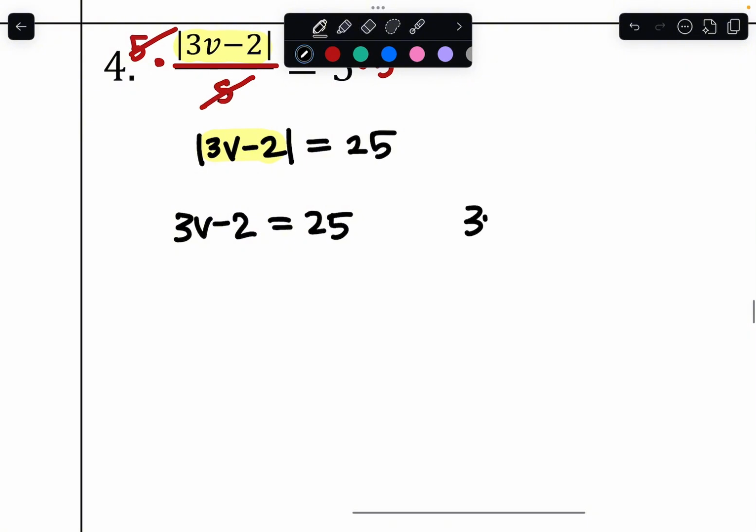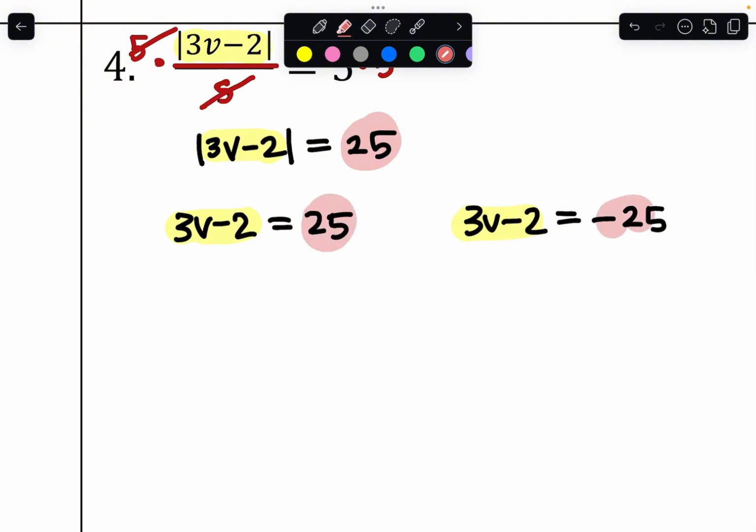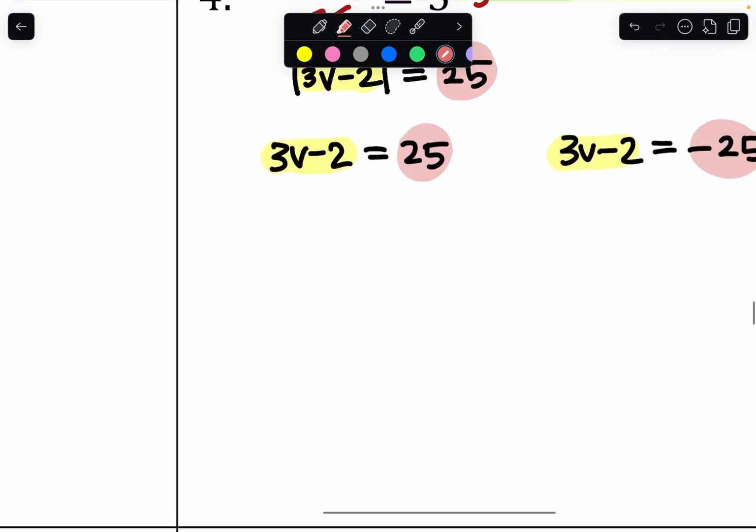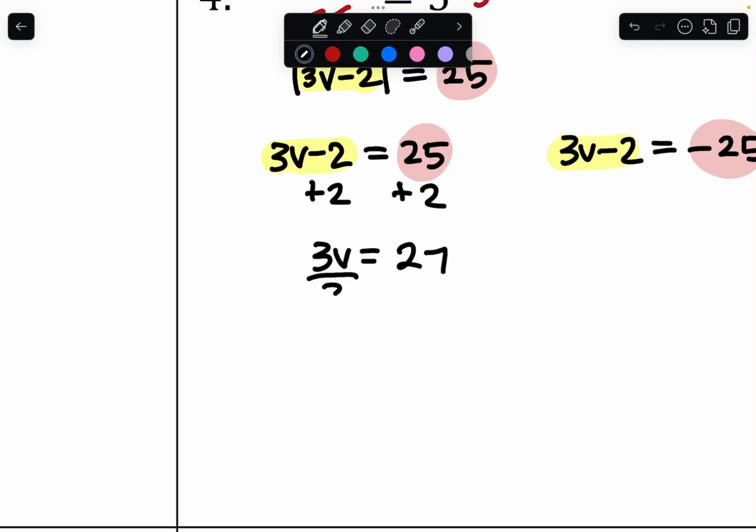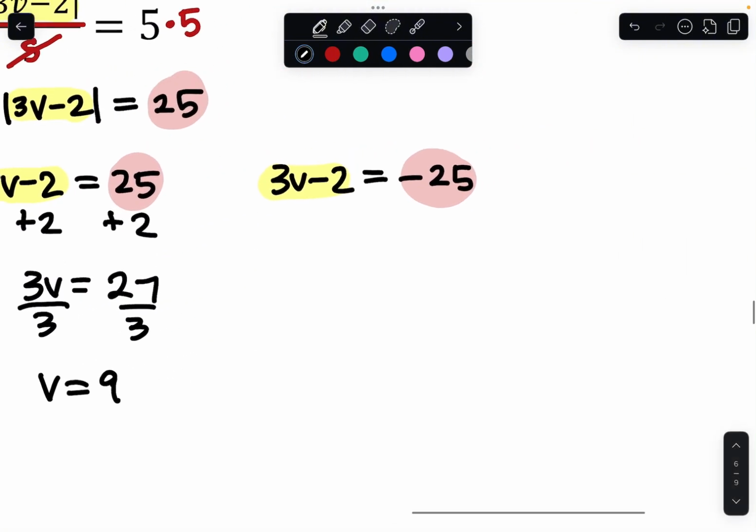And then we have 3v minus 2 equals negative 25. You set the argument 3v minus 2, no bars, equal to the positive 25 and the negative 25. And then we solve by adding 2 and then dividing by 3. So we get v equals 9.